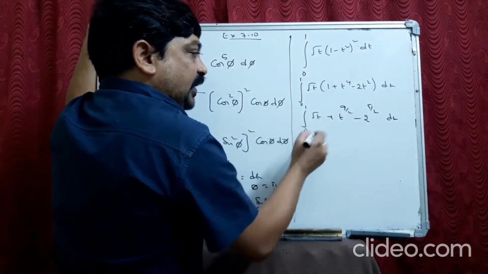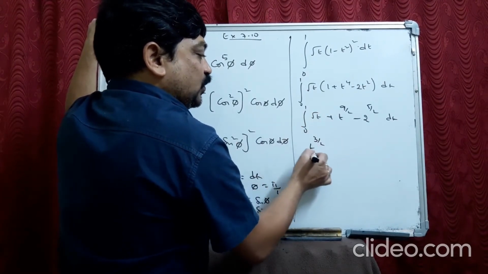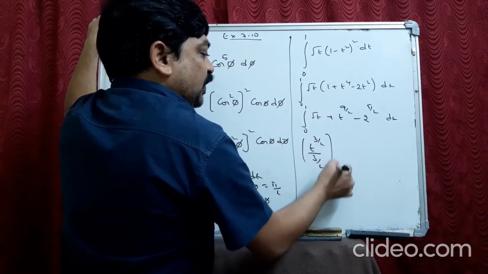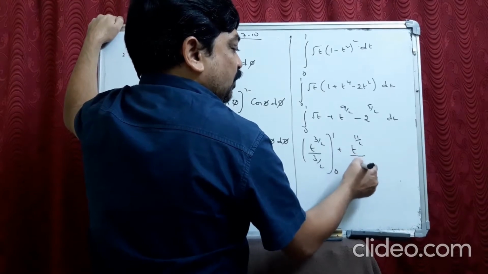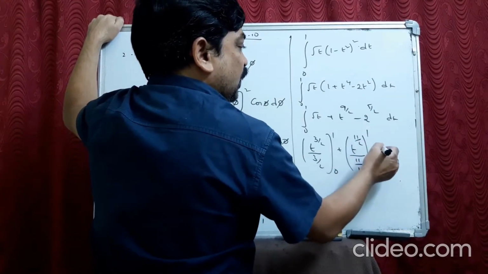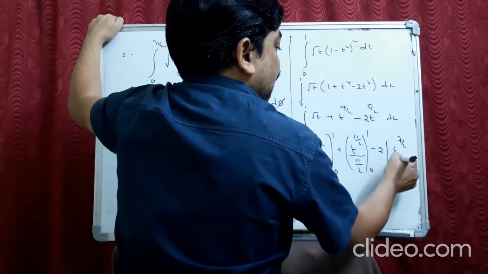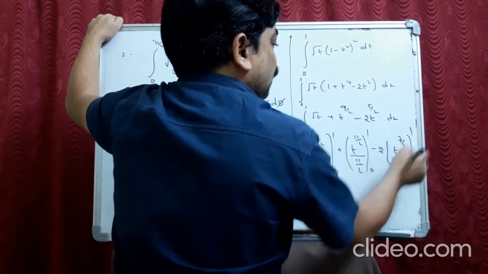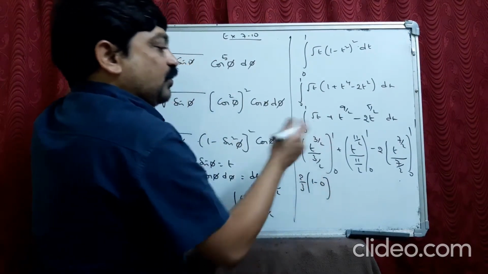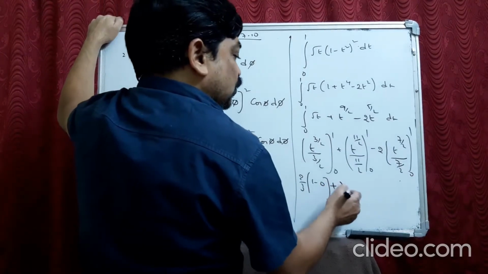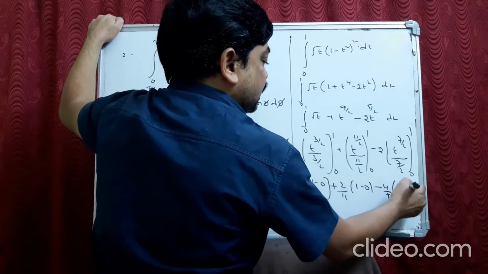Now integrate separately. It becomes t power 1 by 2, the integration is t power 3 by 2 by 3 by 2 from 0 to 1, plus t power 11 by 2 by 11 by 2 from 0 to 1, minus 2 into t power 7 by 2 by 7 by 2 from 0 to 1. So it becomes 2 by 3 of 1 minus 0, because 1 power anything is 1, 2 by 11 of 1 minus 0, 4 by 7 of 1 minus 0.